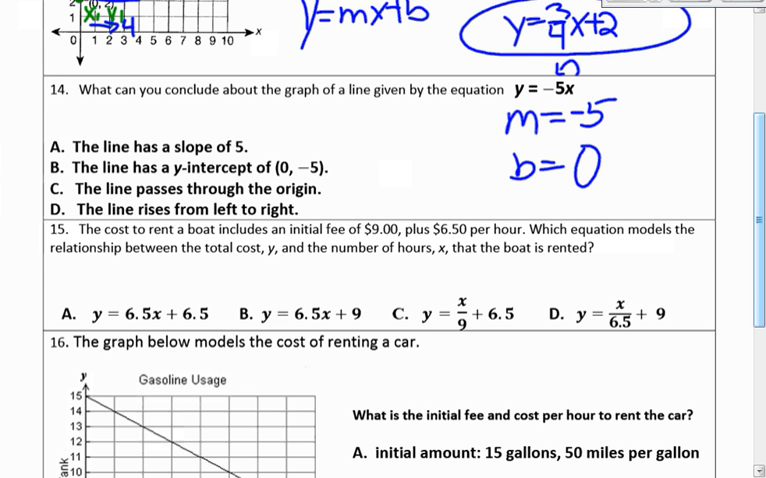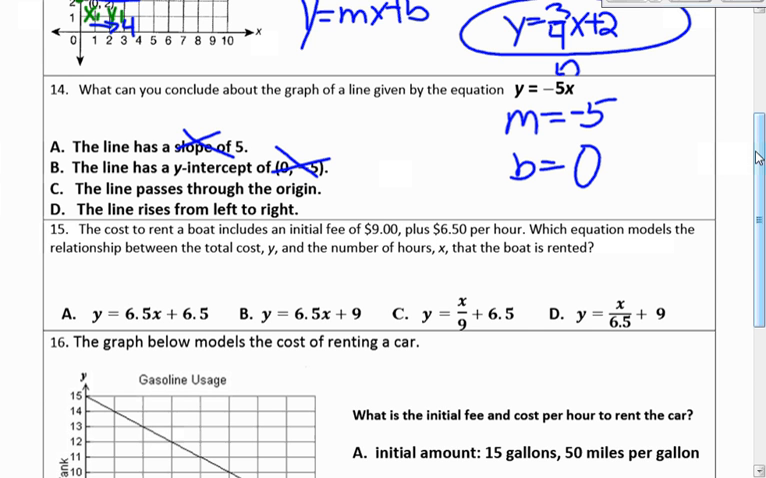So A says the line has a slope of 5. We know that one's not true because this line has a slope of negative 5. The line has a y-intercept of 0, negative 5. Well, the y-intercept of this line is 0, not negative 5, so that can't be true either.